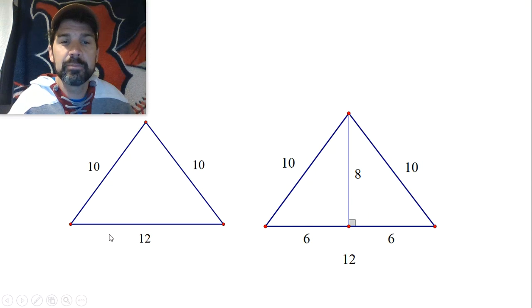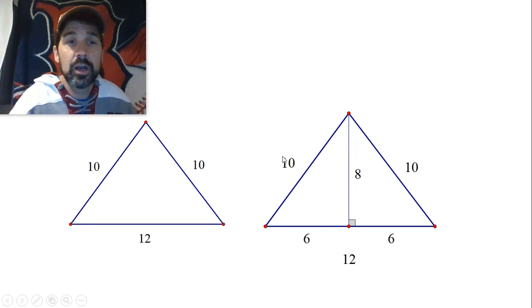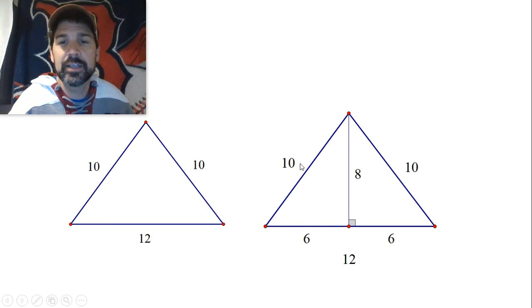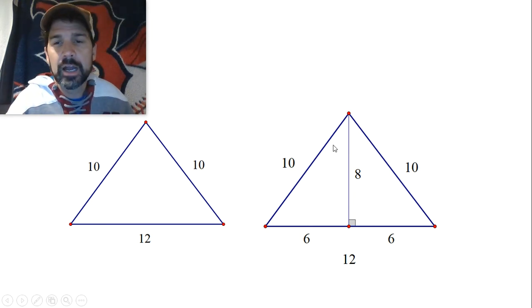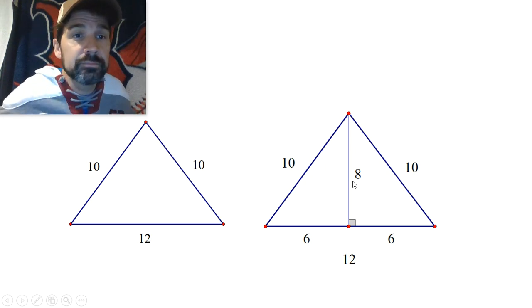Because the base is 12, each half is going to be 6, and now I can use the Pythagorean theorem or my Pythagorean triples to realize that the height is just 8. So it's a 6, 8, 10, which is a multiple of 3, 4, 5. So I know that the altitude is 8. Maybe that'll come in handy later on.